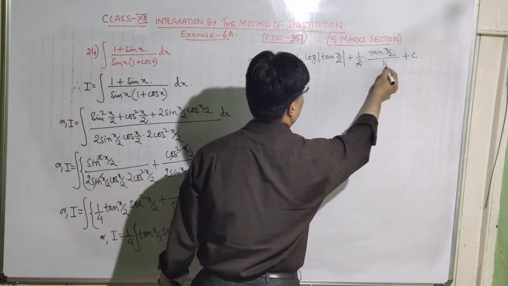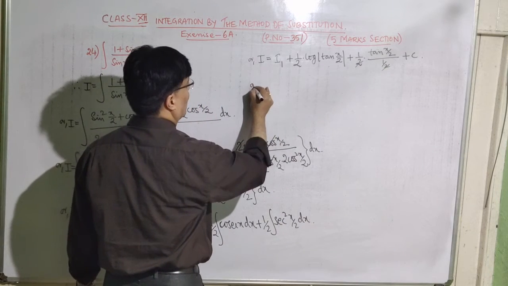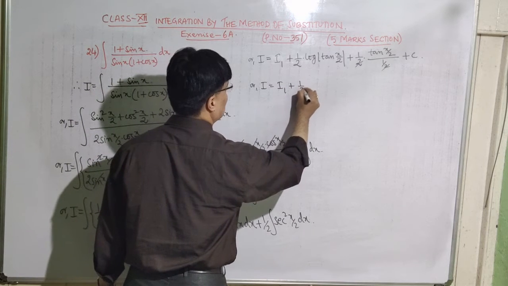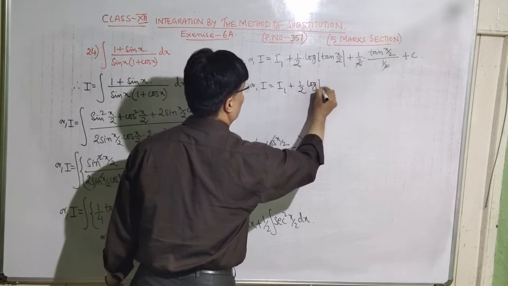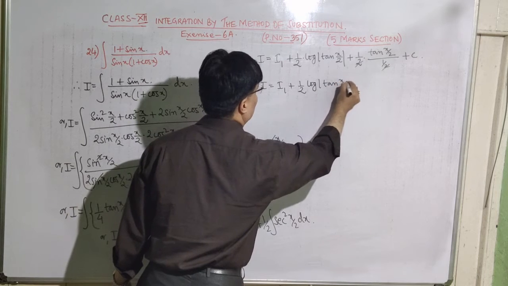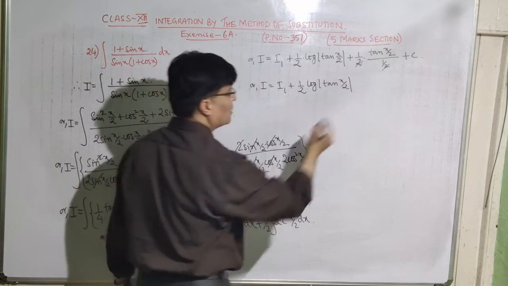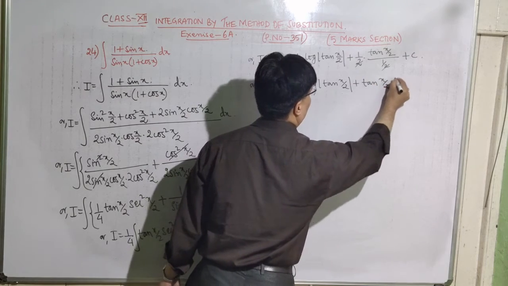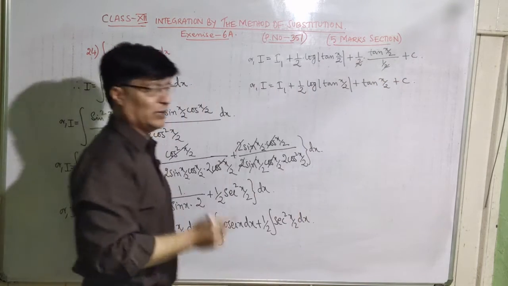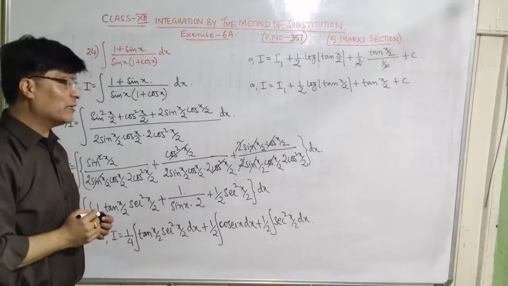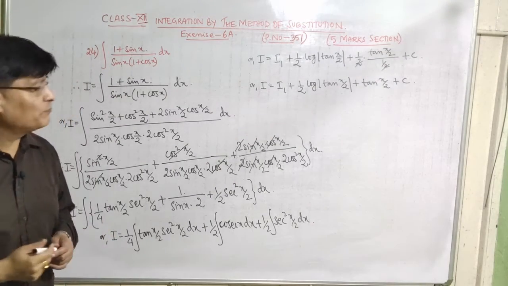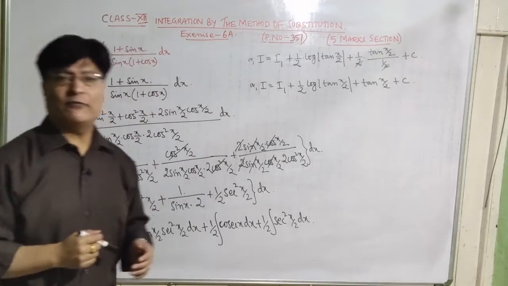So here you can cancel these two. Now it is I is equal to I1 plus half log within mod, it is tan x by 2, plus, what is the third term here? It is tan x by 2 plus c. But this is not the answer, because we have to find out the value for I1. Okay, so let us find out the value for I1 now.